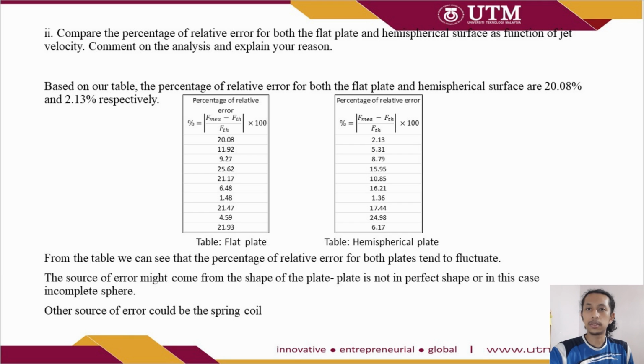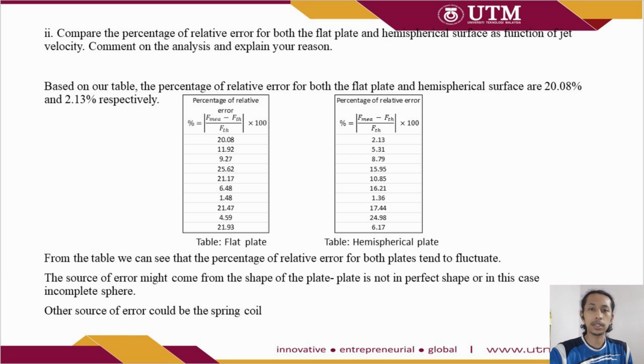For discussion part 2, we are asked to compare the percentage of relative error for both the flat plate and the hemispherical surface as a function of jet velocity, and to comment on the analysis and explain our reason. Based on our table, the percentage relative error for the flat plate and the hemispherical surface are 20.08% and 2.13% respectively.